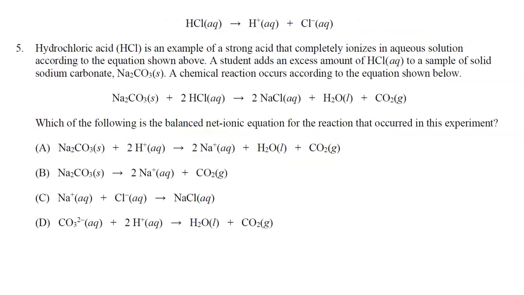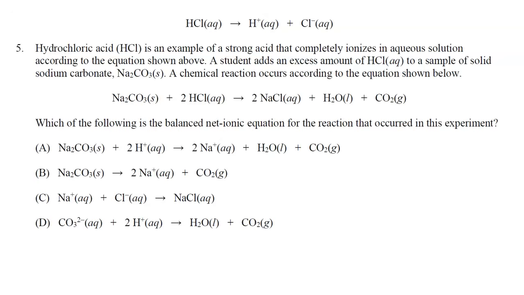Now let's take a look at question 5. Question 5 says hydrochloric acid, HCl, is an example of a strong acid that completely ionizes in aqueous solution according to the equation shown above. A student adds an excess amount of aqueous hydrochloric acid to a sample of solid sodium carbonate, Na2CO3, solid. A chemical reaction occurs according to the equation shown below. Which of the following is the balanced net ionic equation for the reaction that occurred in this experiment?